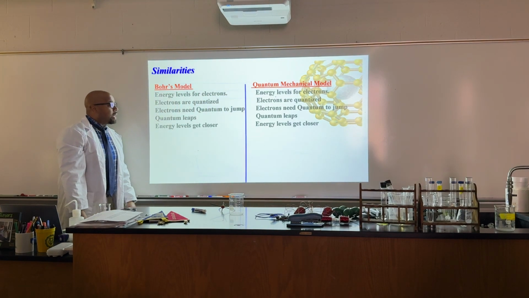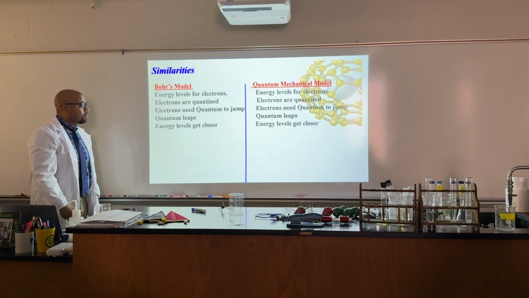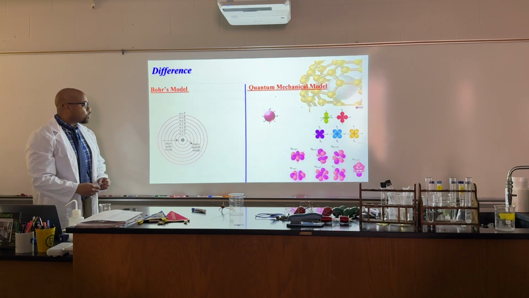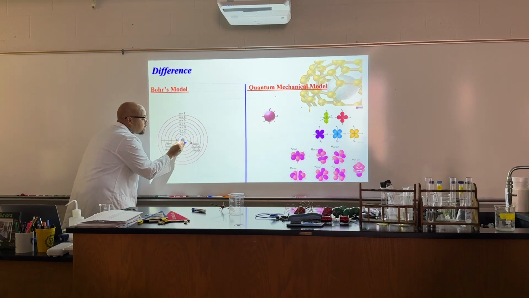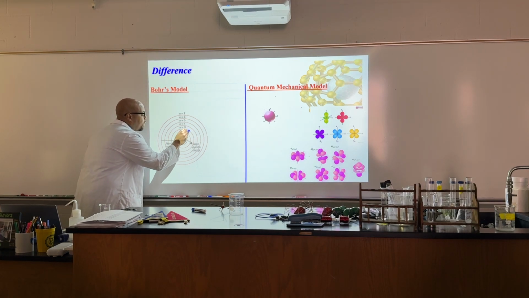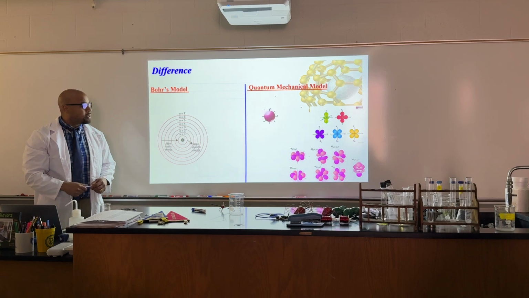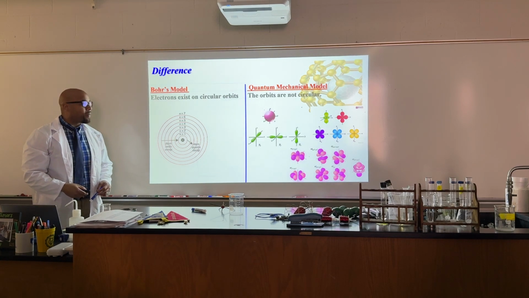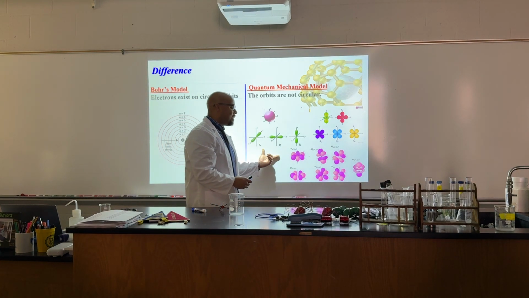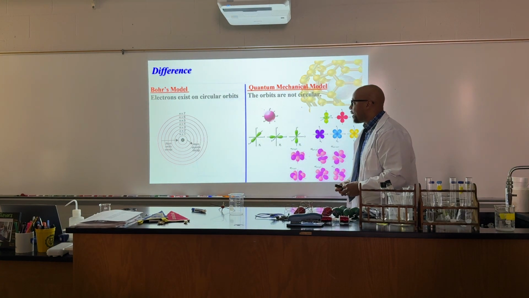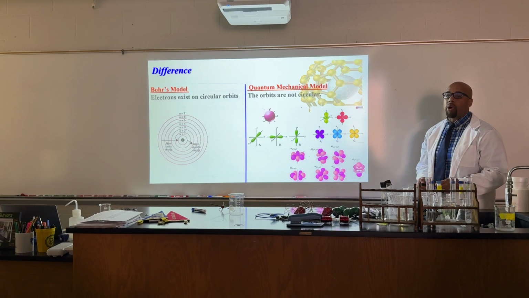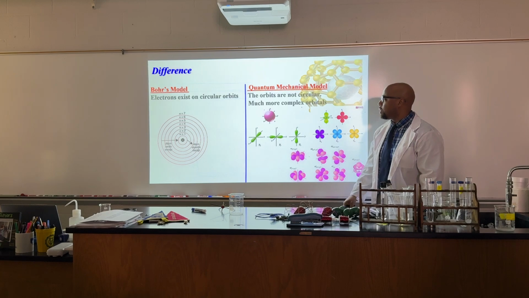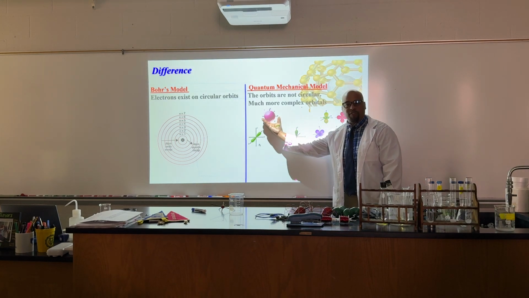Now, the difference between the two is that Niels Bohr simply said that if you want to find the electron, it's going to be found on this circular orbit here, or maybe this circular orbit here. It's going to be on one of these circular orbits. When it came to the quantum mechanical model, he did his mathematics and was able to figure out that that's not the case. The actual orbitals are a lot more complicated than a basic circular orbit. We're going to see that we have spheres that they can make.